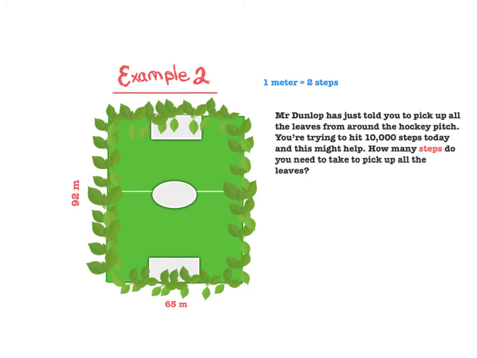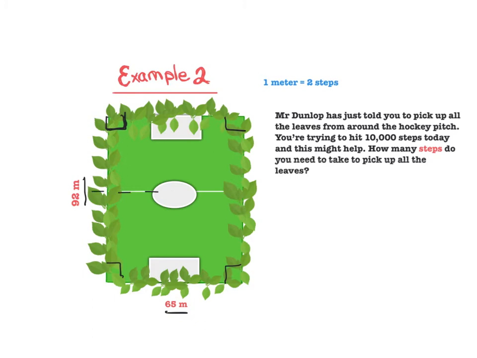Now, if we look at this picture, we can see that that's a rectangle. And a rectangle is not a regular polygon. Why is that? Even though the angles are the same, all 90-degree right angles, the length of each side is not equal. So as we can see here, 92 meters and 65 meters. So how do we find the length of something that isn't a regular polygon? Just follow the steps.